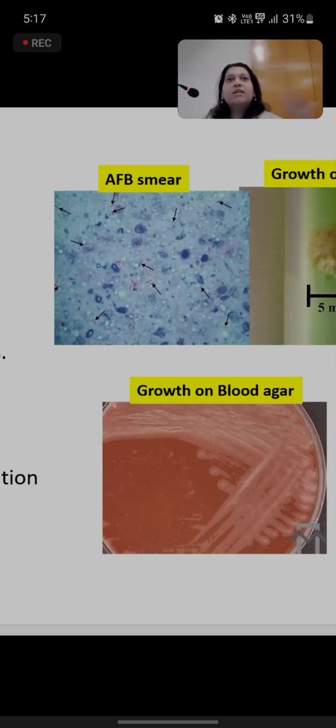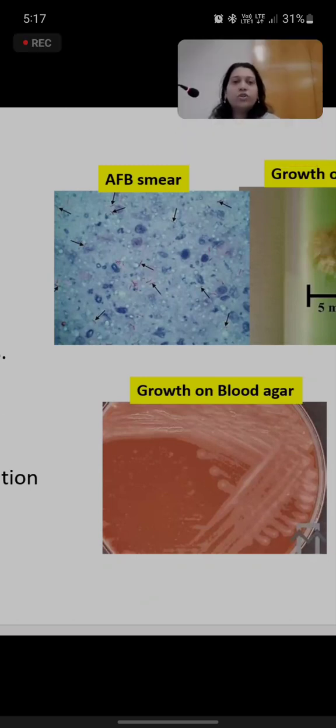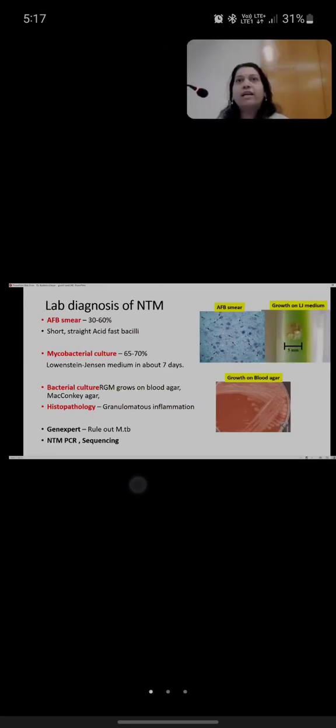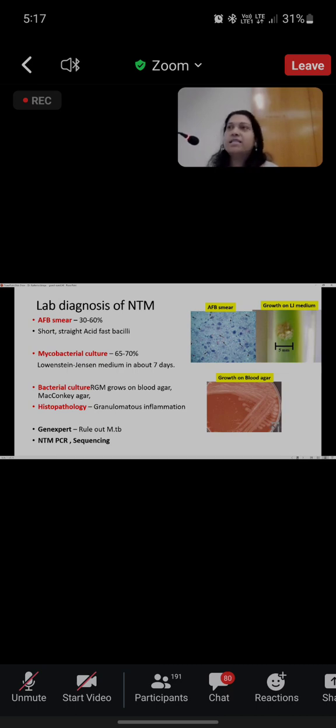The important thing is that the lab has to be informed about the detailed clinical presentation. Then the lab will put necessary media plates for prolonged incubation. Histopathology will also show granulomatous inflammation. GeneXpert is mainly not to identify NTM, it is mainly to rule out MTB. NTM PCR is available, and it is very sensitive.